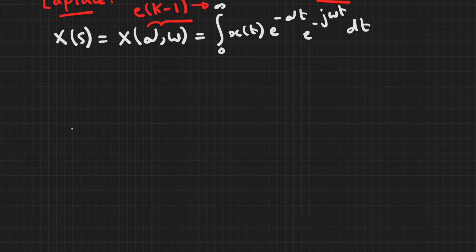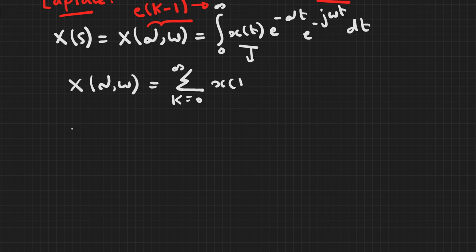We are now transforming from continuous time to discrete time. So let's keep sigma and omega as they are, and instead of this integration, we will introduce the summation from 0 to infinity of x of k, which is a discrete version of x of t, multiplied by e to the minus sigma k. We replace the time with k, multiplied by e to the minus j omega k.